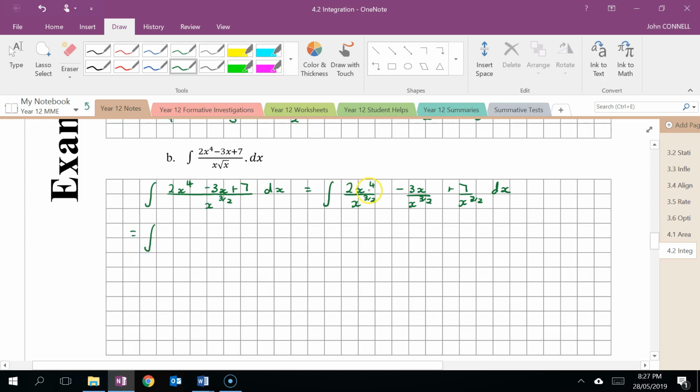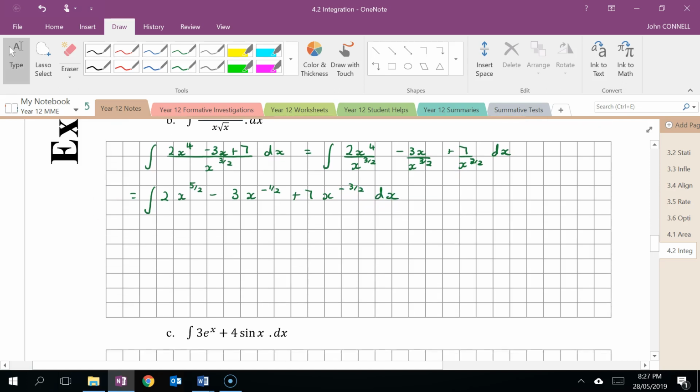So the 2 just stays there, then it'll be x to the power of 4 take 3 on 2, which is x to the power of 5 on 2. Then we take, now it's x to the power of 1 take x to the power of 3 on 2, so the 3 stays out the front, and it's x to the power of minus a half, then it's plus 7x to the power of minus 3 on 2. Okay, now we're ready to integrate, because now we can just use our power rule.